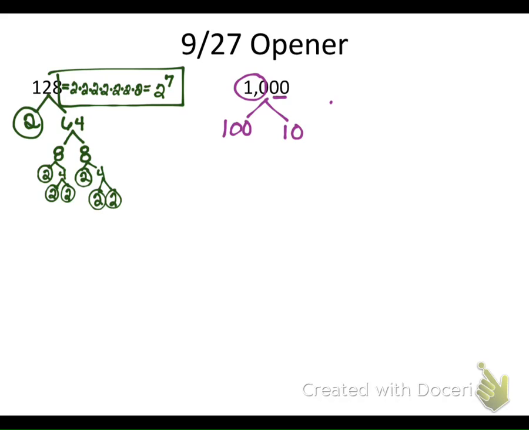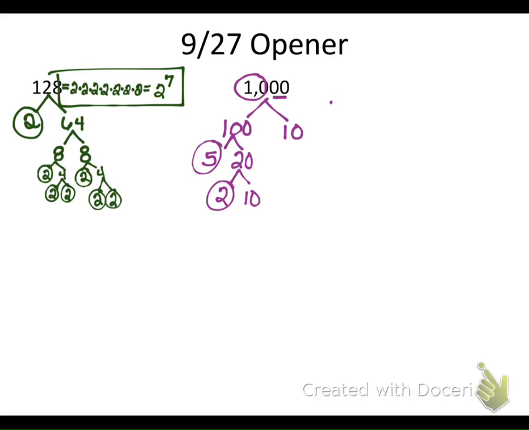Okay, so now let's factor 100. What times what equals 100? 50. Okay, so we're going to do 20 and 5, or you could do 50 and 2. So 5 is prime. I'm going to circle it. Let's factor 20. 2 and 10. You could also use 4 and 5. 2 is a prime, so I'm going to circle it.